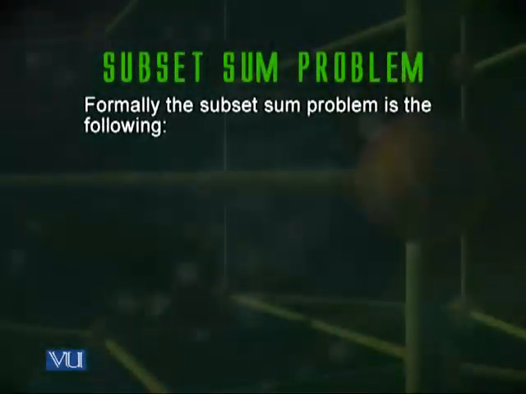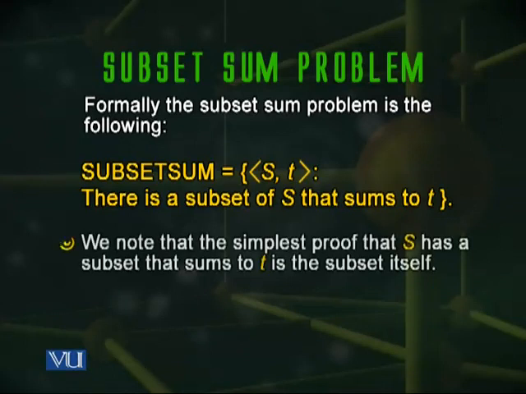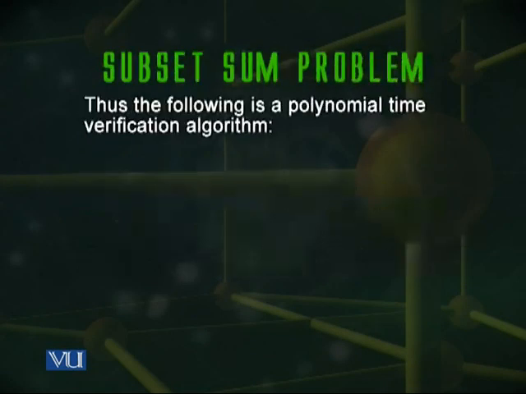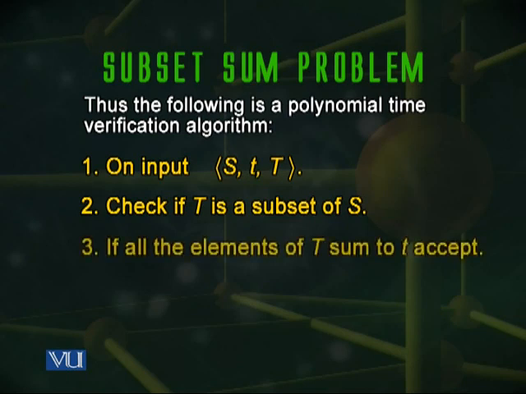So formally, the subset sum problem is the set of all encodings of S comma T, where S is a set and T is a target value, such that some subset of S sums to little t. We note that the simplest proof that S has a subset that sums to t is the subset itself. Thus, the following polynomial time verification algorithm will verify the subset sum problem. On input S, little t, and capital T, first it checks if capital T is indeed a subset of S. Then it adds up all the elements of capital T and checks if that is equal to little t. If that is the case, it accepts, otherwise it rejects.